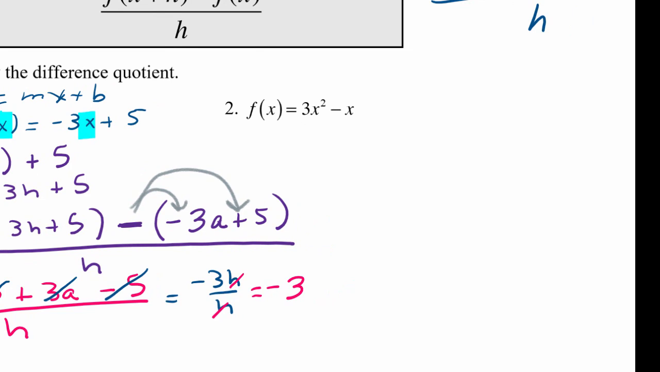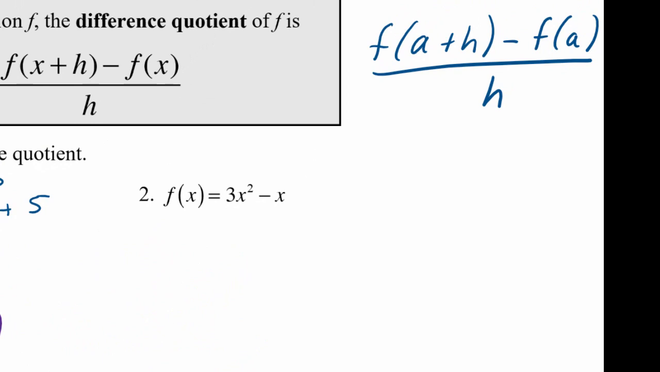So number 2, we have a quadratic, so I may have to erase a little bit of this work. Okay, very good. So made some room there, and again we are going to first start with, you know what, let's do f of a. That's easy. Get that out of the way. So f of a is 3a squared minus a. Okay, so we've got that done.